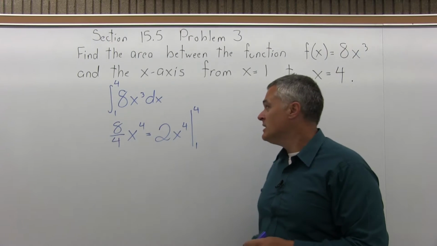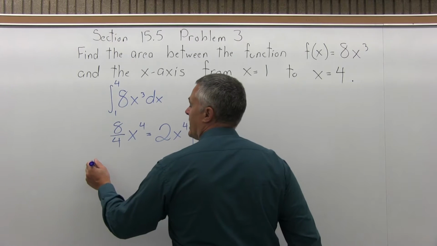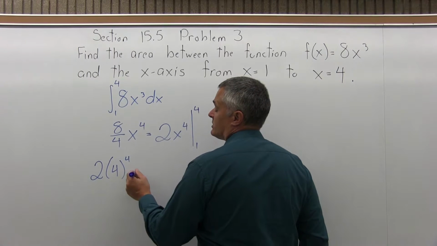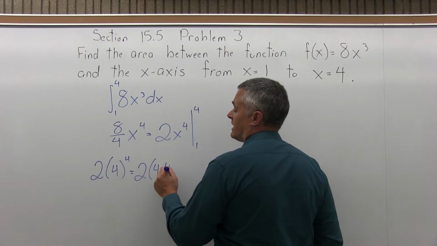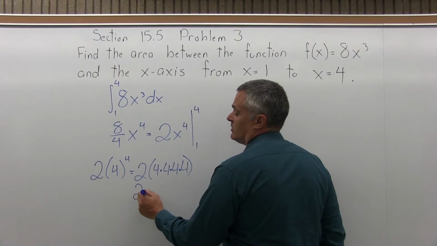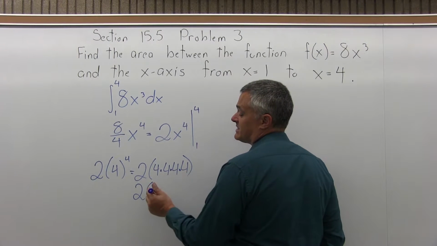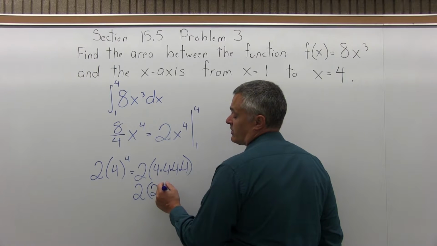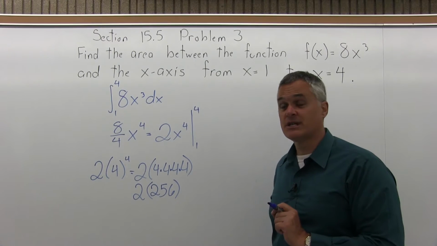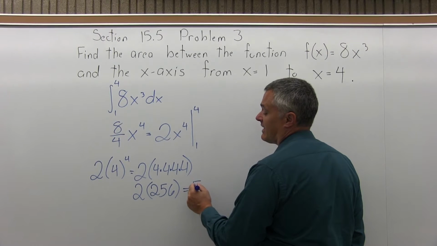I've solved the integral. Step 2 is put in the upper limit of integration for our variable. So the 2x to the fourth becomes 2 times 4 to the fourth. So really what you have here is 2 times 4 times 4 times 4 times 4. So that's going to be 2 times 4 is 16. So I have 16 times 16. The 4 to the fourth power is 256. But there's a 2 in front, so it's 256 times 2. So the final answer for step 2, when I put in a 4 for my x, is 512.